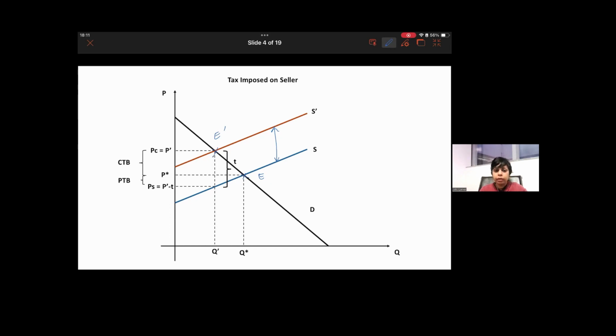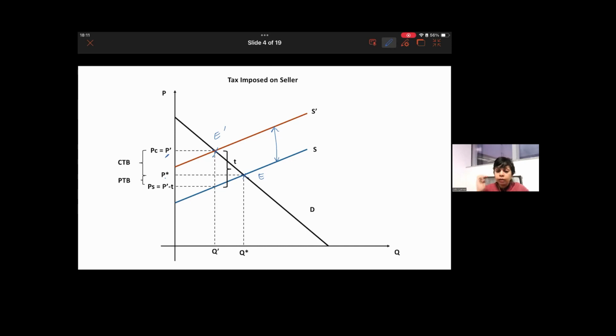So this new E prime is the new equilibrium, and the price here is, say, P prime. This is the price which the consumer is paying. This is the market price on the item. But what is the seller getting out of this price? The market price is P prime, which is a higher price, right? P prime is greater than P star. You can see this is P prime and this is P star. So in the market, the price is increasing by P prime minus P star, right?